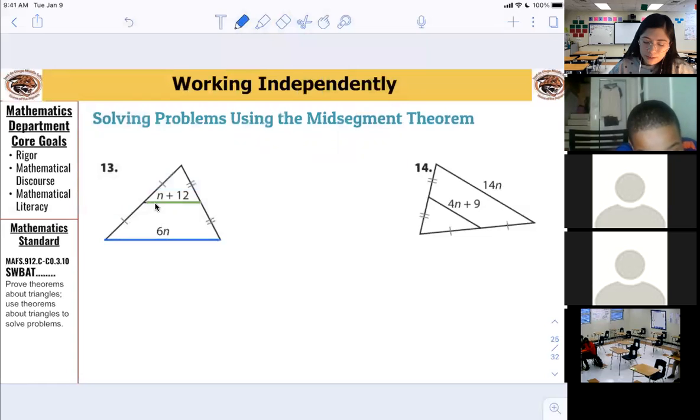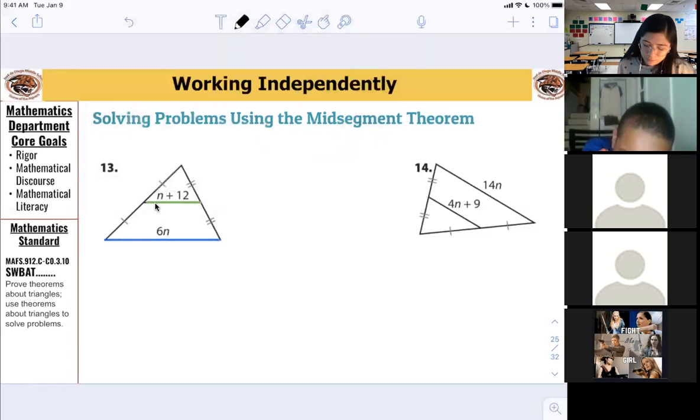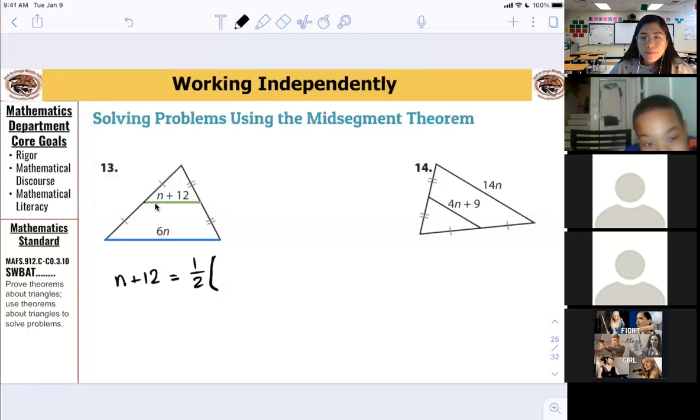N plus 12 is smaller. So use your logic. Try again. What's the equation going to be? Would it be n plus 12 equals 1/2 of what? 1/2 of what? Oh, I see. Yes, 6n. Yeah, that's it. Okay, now I'm going to solve it.